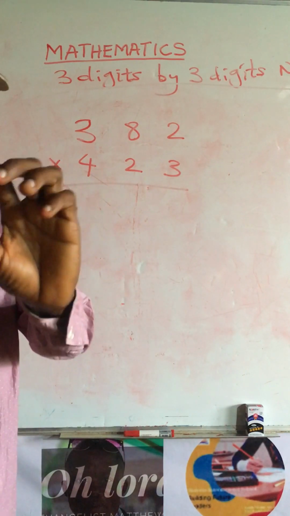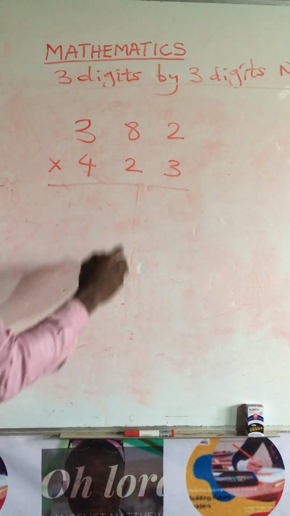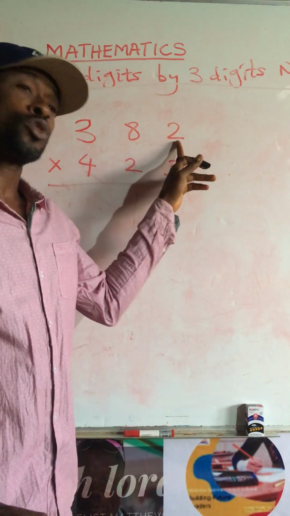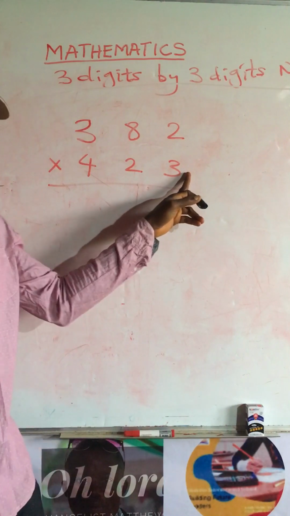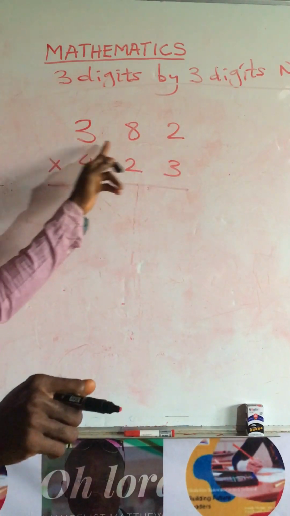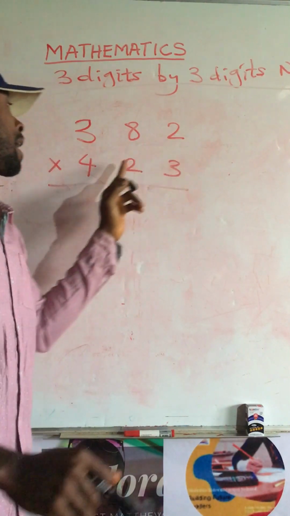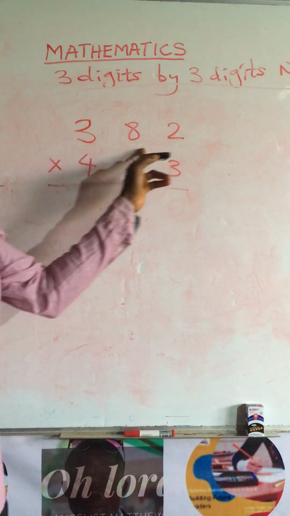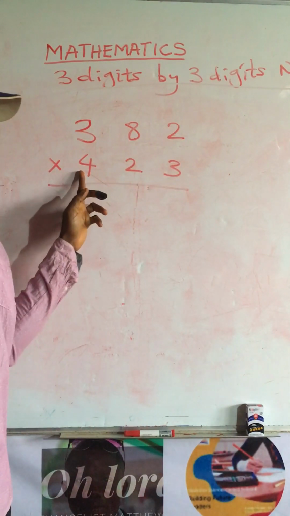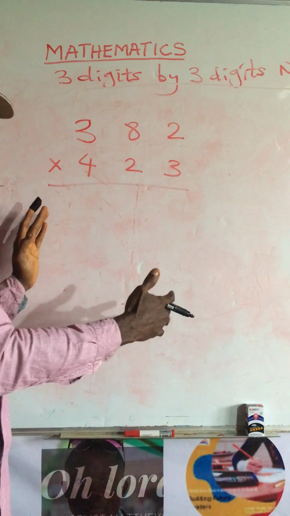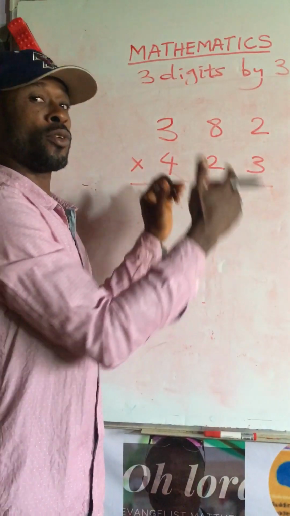Remember the arrangement from the last class. To multiply 382 by 3, that is the first arrangement. The second arrangement, multiply 382 by 2, and then 382 by 4. Then you now add the results of those 3-digit numbers.